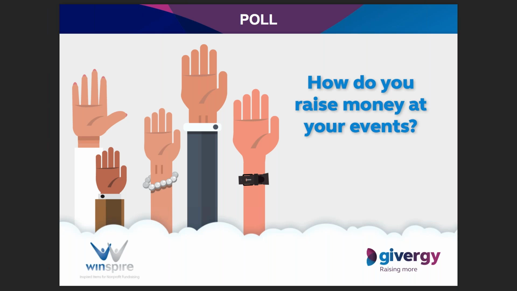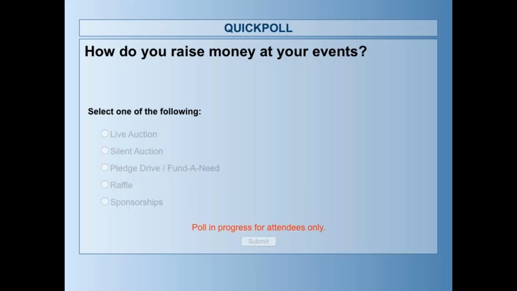So what I'm going to do is launch this poll. You're going to see it on your screen. The answers are live auction, silent auction, pledge drive, fund a need, raffle, and sponsorships. This was supposed to be one where you could select all of them, but I think I might have made it... So let's just do, what is the biggest money maker for you at your event?